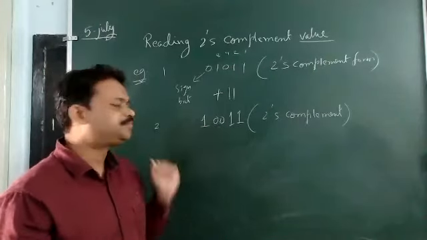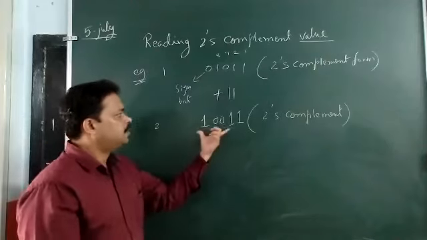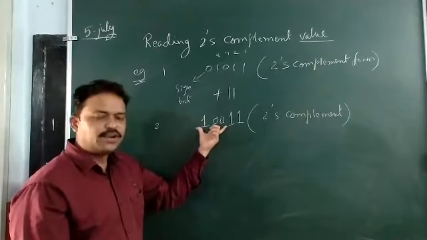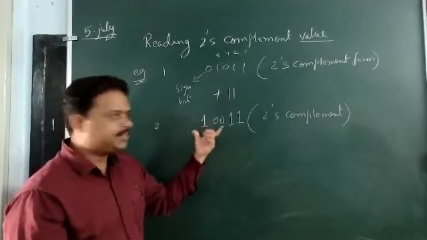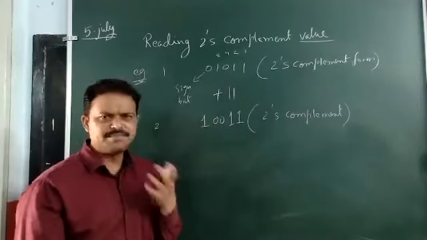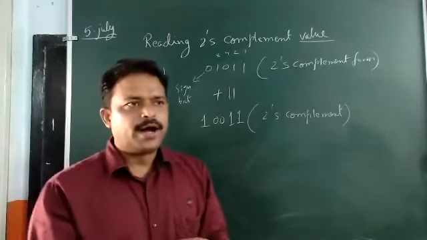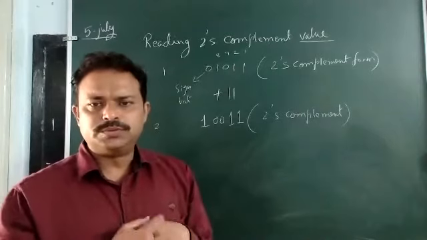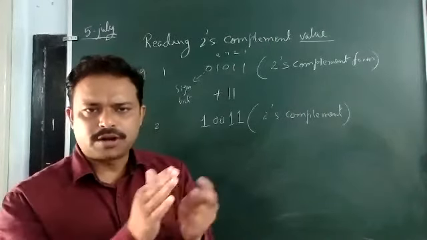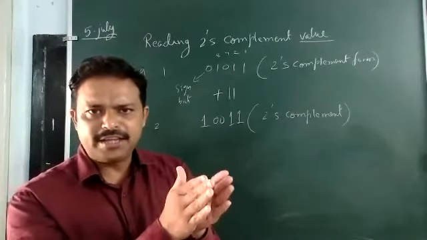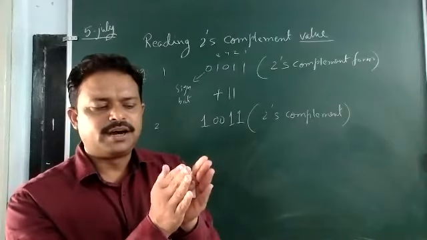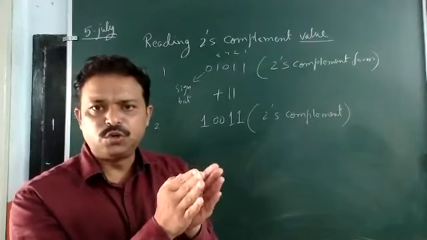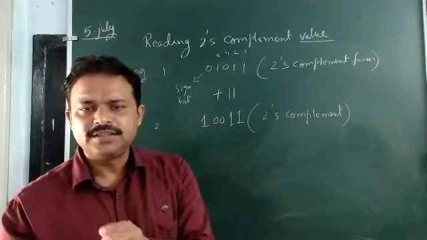Which negative value? Now see, in order to read this value, a very simple concept is there. What we do for converting the negative value into 2's complement, what is the rule for that?